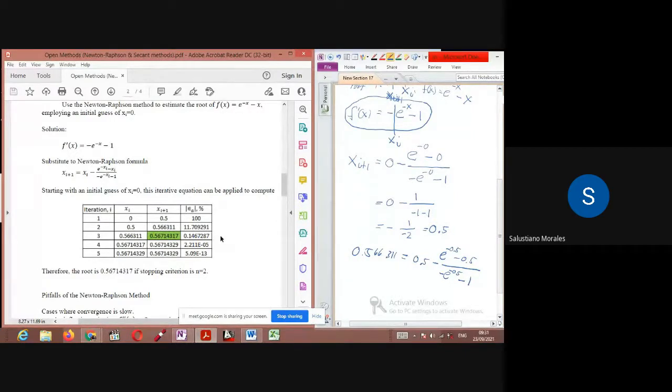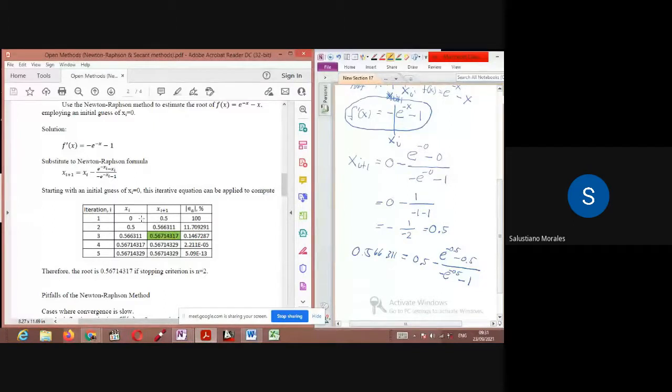Also, in the Newton-Raphson method, we can still further reduce the iterations if your initial x is near to the root. So kung mas malapit yung kinonsider mong value ng xi, you have also lesser number of iterations. So it depends on those conditions also.